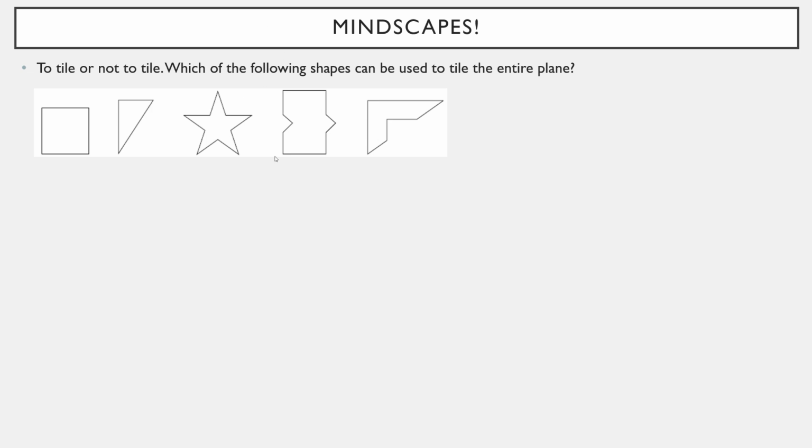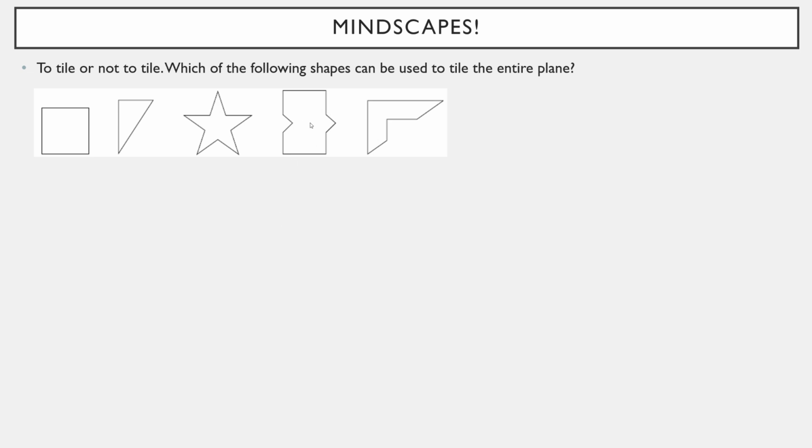The star you couldn't, because if you try to put stars next to each other and tile, you would end up with little spaces. So you can't use star patterns to tile an entire floor. That's no good. The same thing with this triangle with a hole in it. If you were to try to put another piece next to it, you would still have this hole in it.